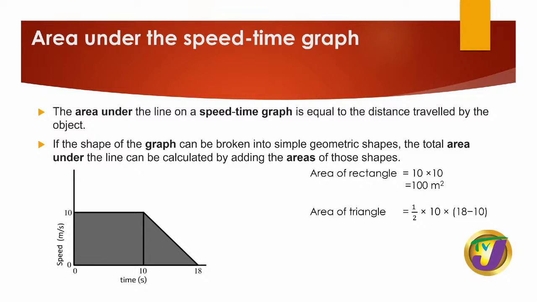So substituting those values, we do half of 10 times 8, and that would give us 40 square meters for the area of the triangle. So now we have the area of the triangle and the area of the rectangle. If we want to find the total area, we would therefore add, and that would give us 140 square meters, which would be the total distance traveled. Right. Okay.